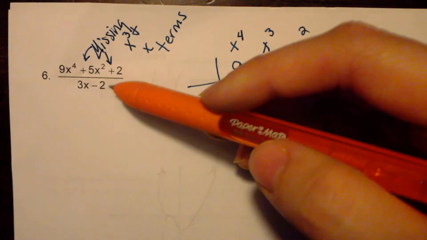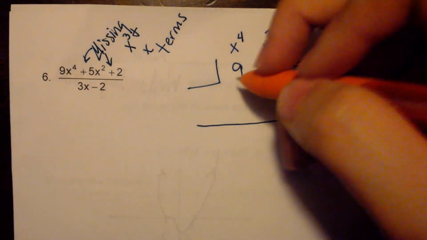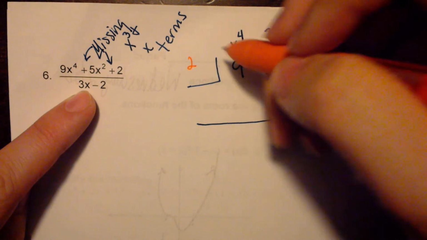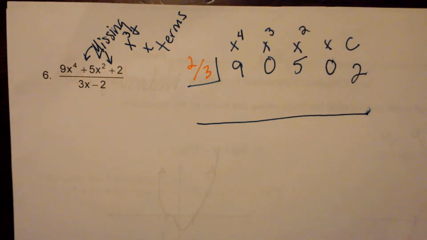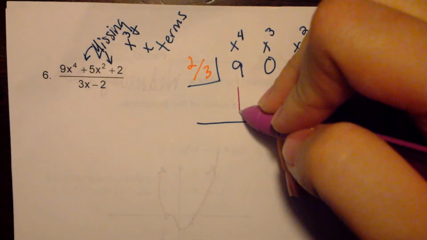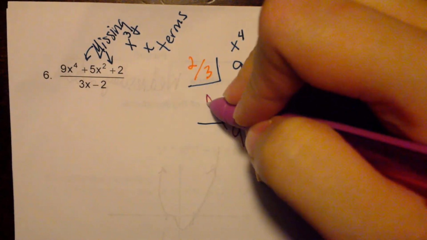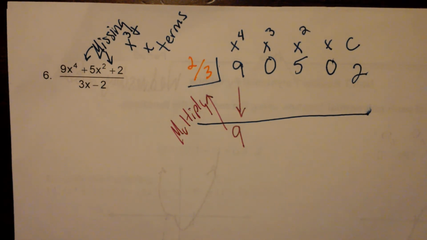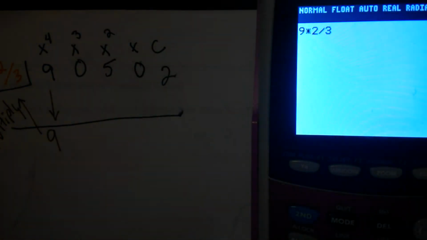And so I set the denominator equal to 0. We said it changes sign, so it's positive 2. And then we divide by the coefficient on x. So we have 2/3. And the first number always drops. Then you multiply. And you can put that directly into the calculator. 9 times 2/3. And you get 6.